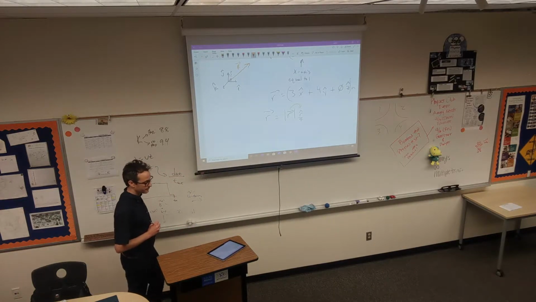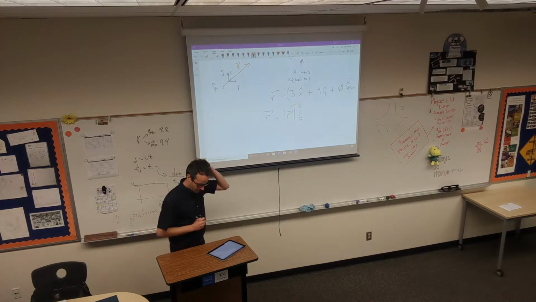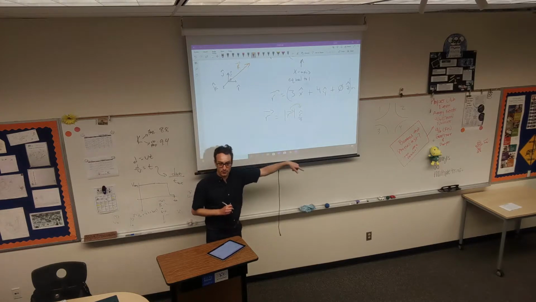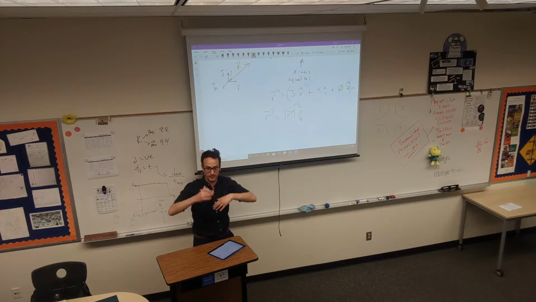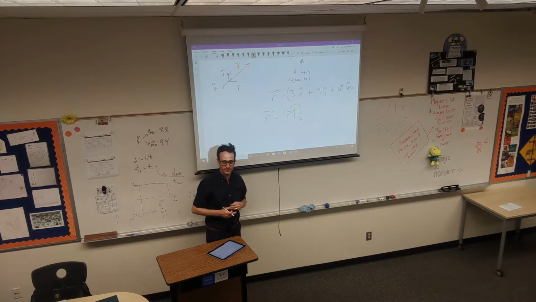Wait, what? Isn't r hat just 1? R hat is just 1, but if I multiply it by a scalar quantity, it blows it up or shrinks it or does whatever that thing is going to do.